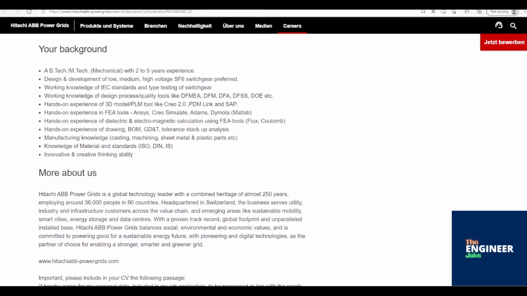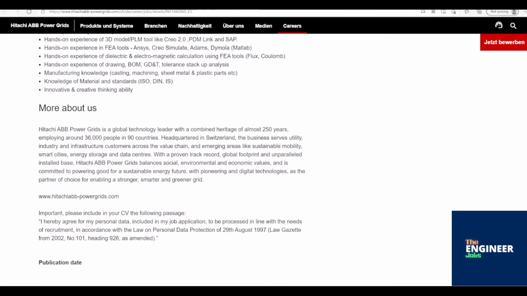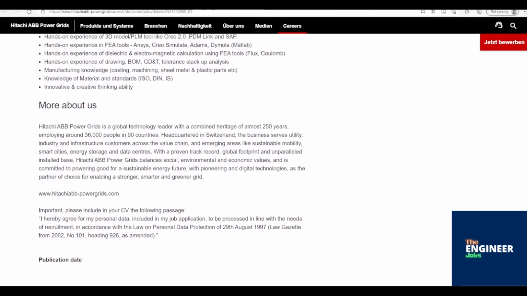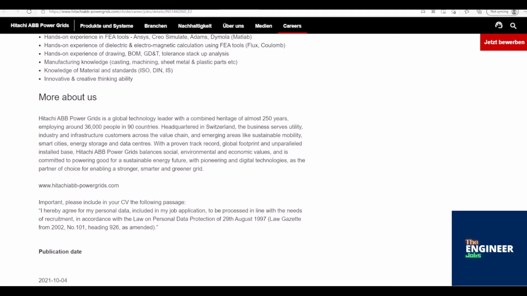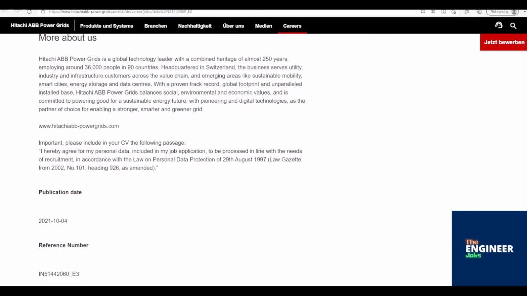Living core values of safety and integrity, which means taking responsibility for your own actions while caring for your colleagues and the business. Design and development of low, medium, high voltage SF6 switchgear preferred. Working knowledge of IEC standards and type testing of switchgear. Working knowledge of design process/quality tools like DFMEA, DFM, DFA, DFSS, DOE etc.